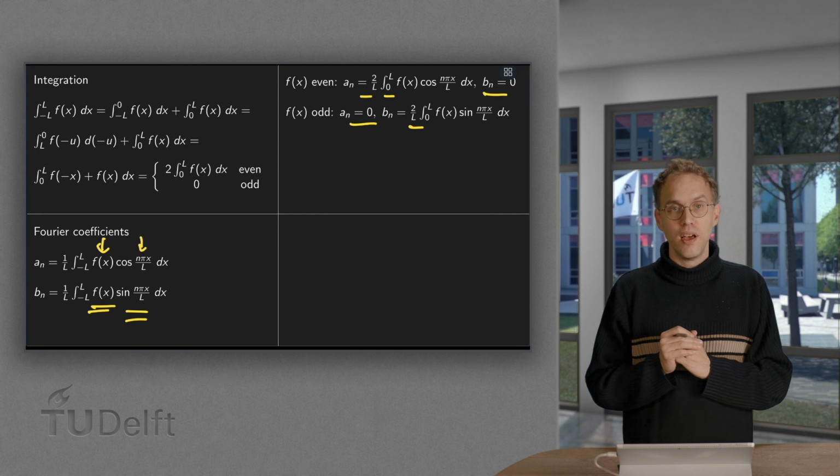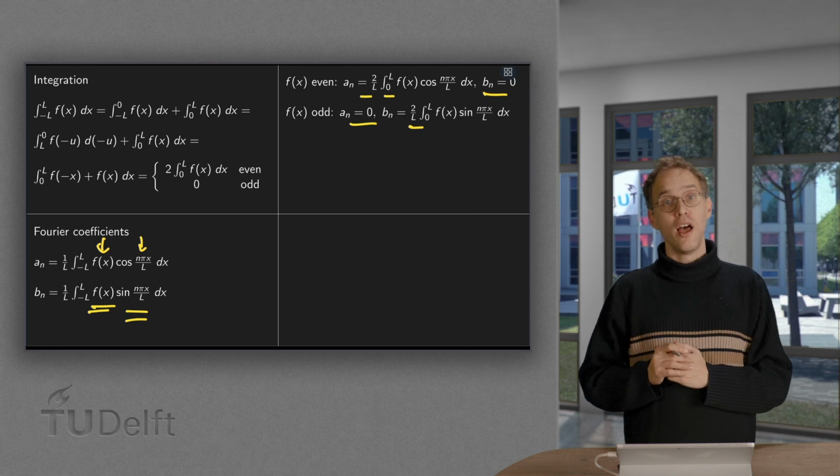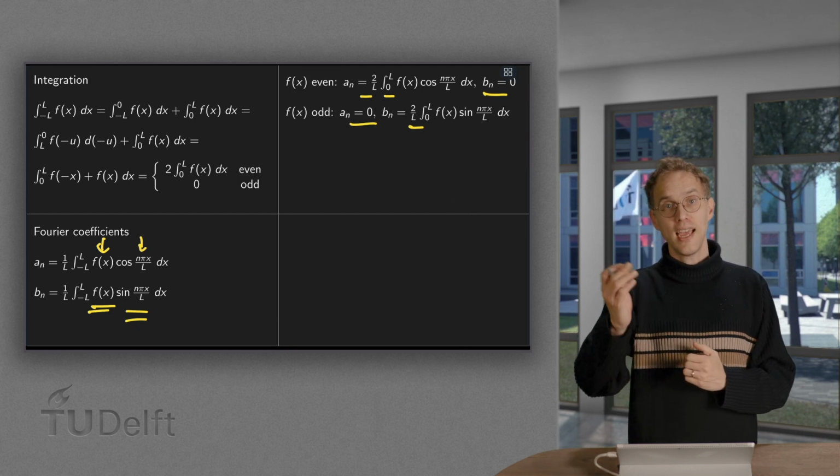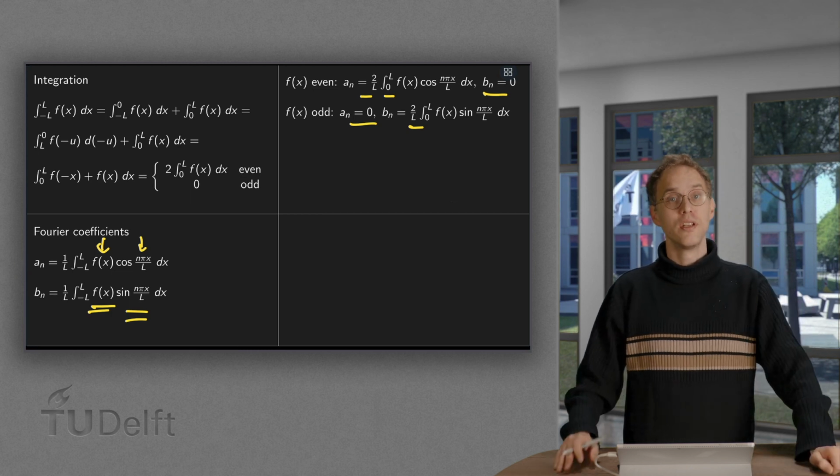So this helps us to compute our Fourier coefficients, because if our f of x is even, we only need to compute the an, and if f of x is odd, we only need to compute the bn.